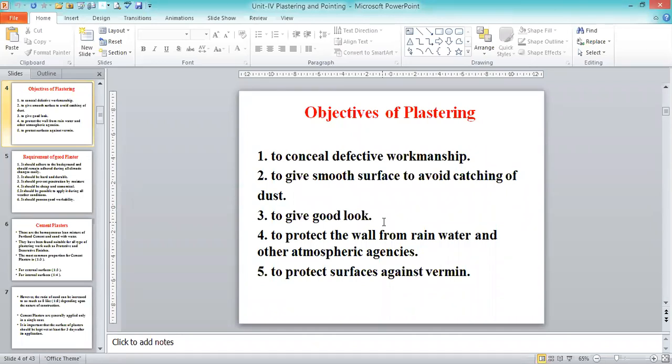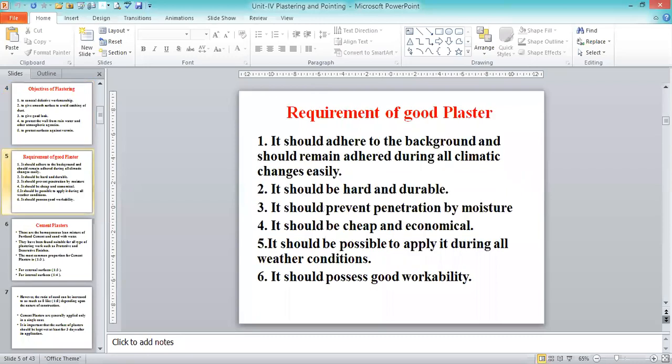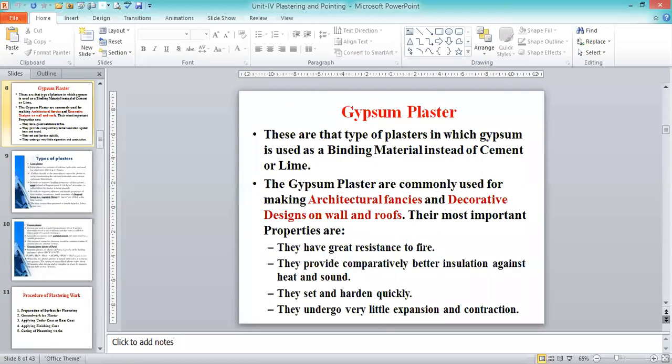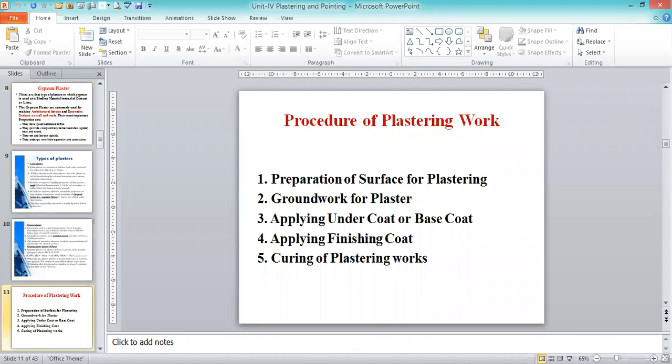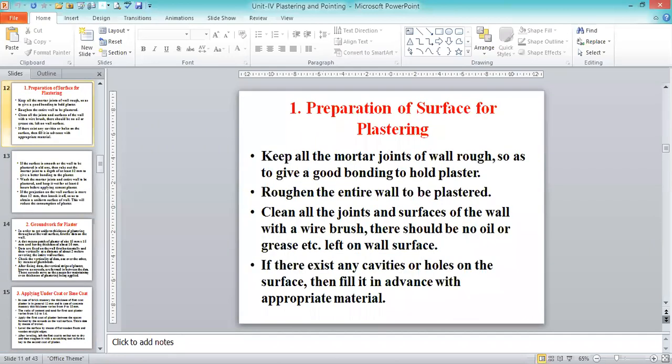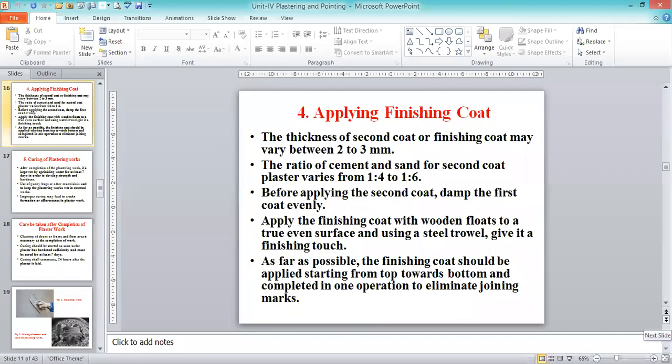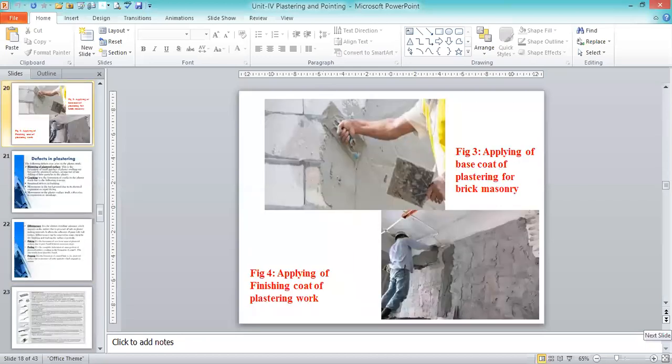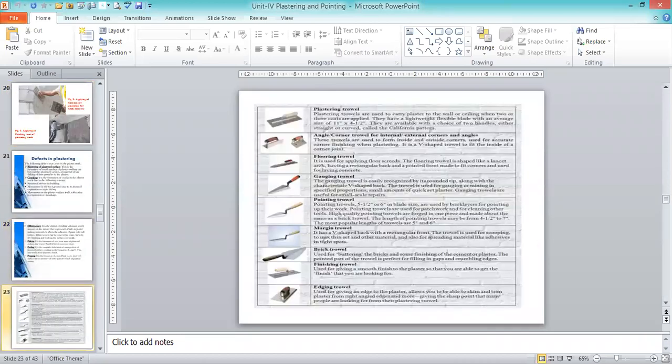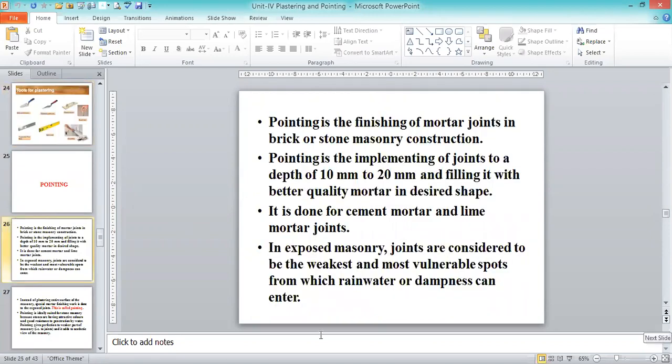This is about the objectives of the plastering. Now we can go directly to what pointing is. This I want to explain to you in the plastering work, whatever we left over. So, what is pointing?